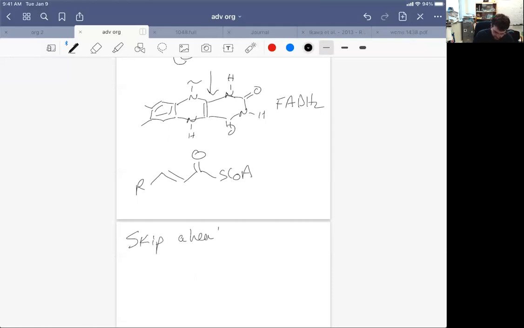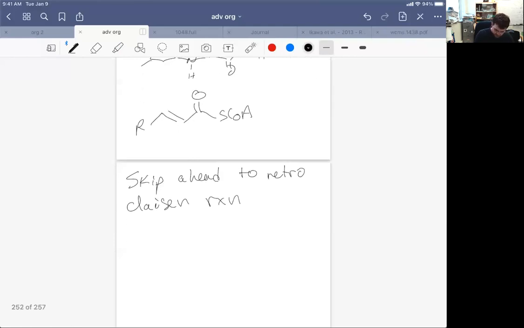to the retro-Claisen reaction. So in the retro-Claisen reaction, what we're actually doing is a Claisen reaction in reverse. So let's look at a Claisen reaction. What I'm doing in a Claisen reaction is taking a carboxylic acid derivative and reacting it with an enolate of a carboxylic acid derivative. So here I have an enolate. Here I have an activated carboxylic acid.